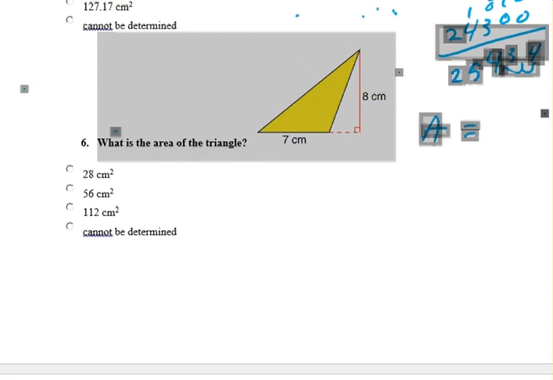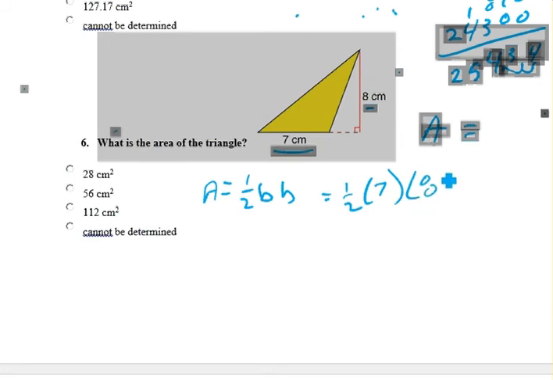Got our pin back. Okay, I'm going to try again. Area equals, it's a triangle, so it's 1/2 base times height. And our base is 7, clearly, and our height is 8. So 1/2 base of 7, height 8. And so we could multiply those together and get 56.